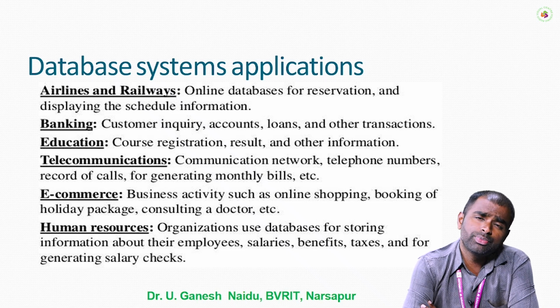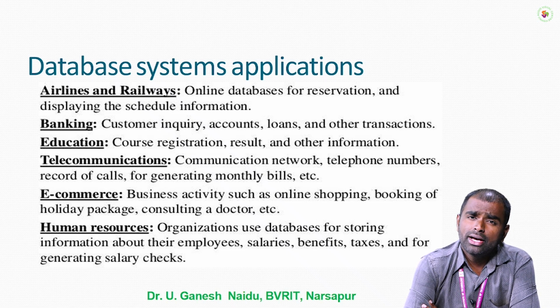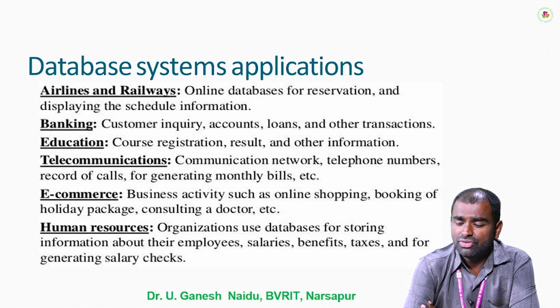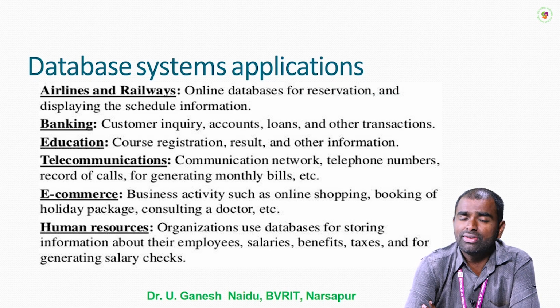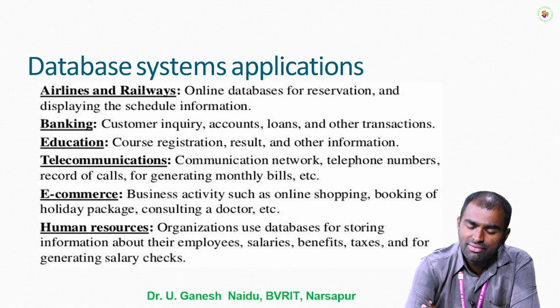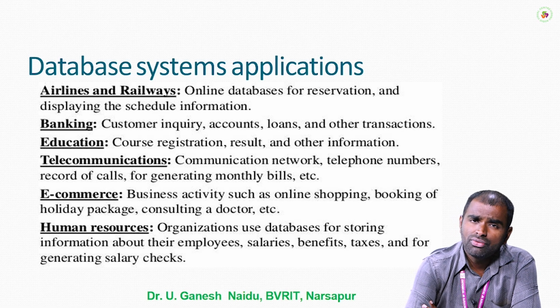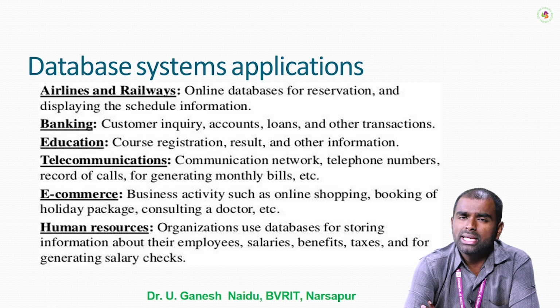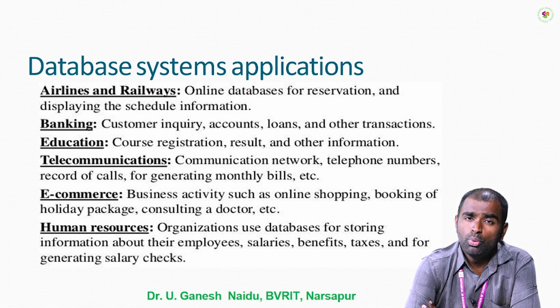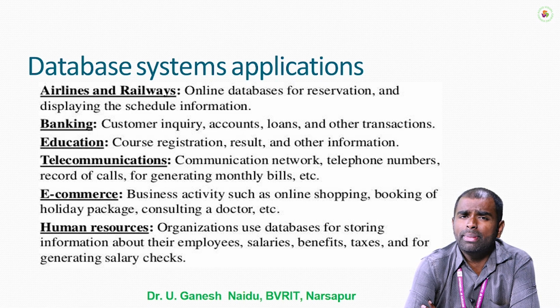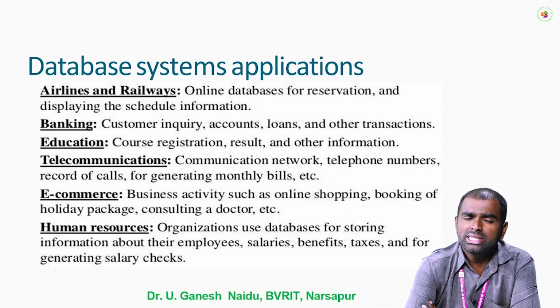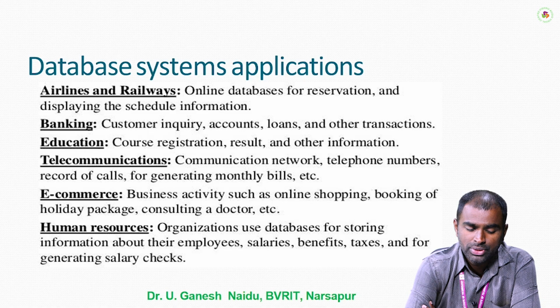Airlines and railways. In airlines, passengers' data should be stored in tables, with online databases for reservation and displaying the schedule information. Everything should be maintained in the form of tables. In railway reservation also, a passenger's information is stored in the form of a table. For every coach, how many passengers booked a seat and how many seats are available, this data can be maintained easily by database systems.